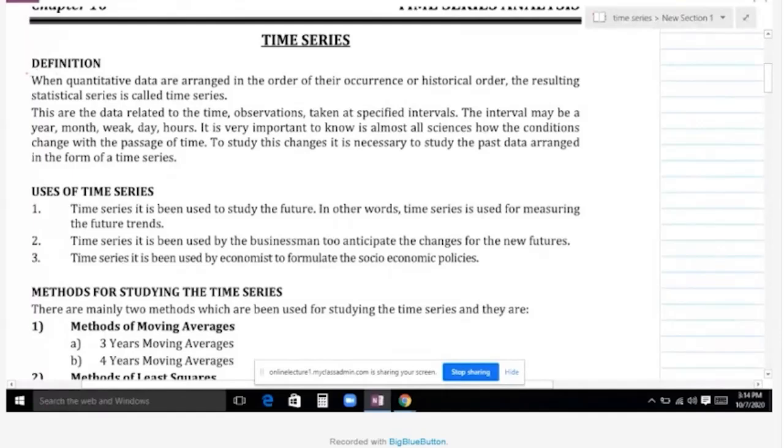When quantitative data are arranged in the order of their occurrence, or the historical order, the resulting statistical series is called the time series. The word which I have used is quantitative.